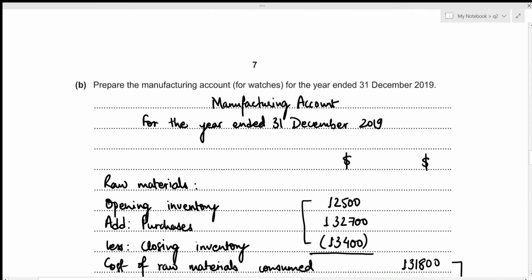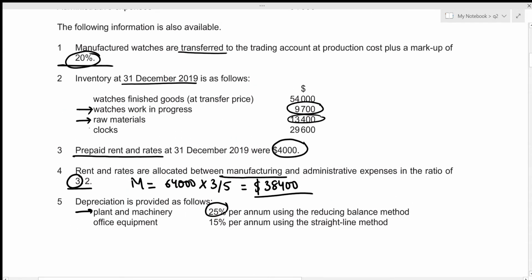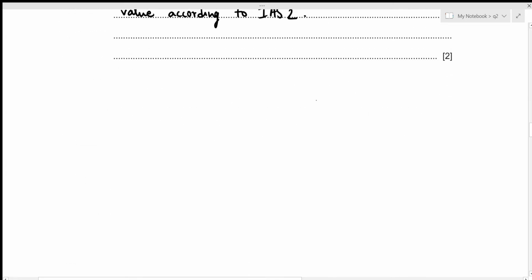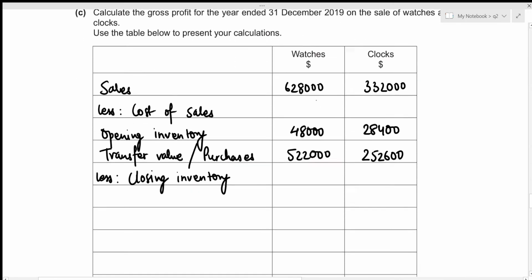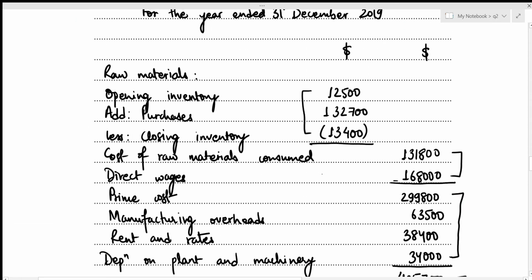Let's have a look above for the closing inventory of watches. Okay, we can see that the watches is given right here, and like I said before, we are referring to finished goods, and this is given a transfer price, meaning that this actually includes the cost plus the markup. So we can directly put this amount into our statement. Let's do that. So the closing inventory for watches is 54,000. And since we subtract the closing inventory, I'm just going to write it in a bracket. Now we look for the same for clocks.